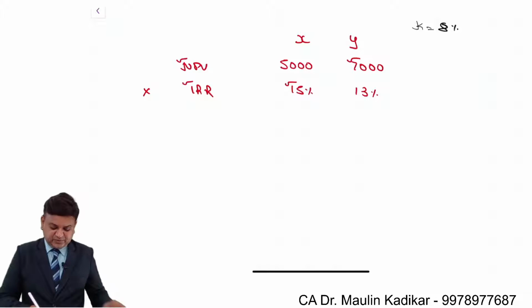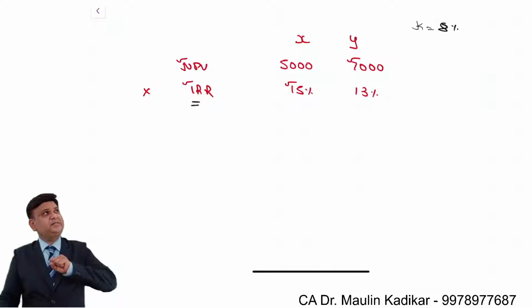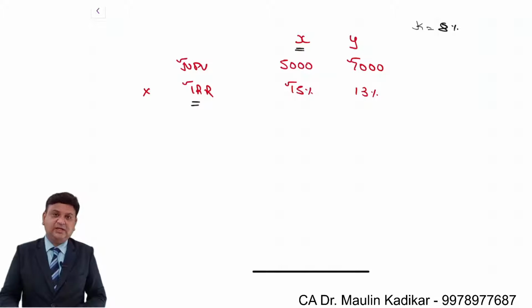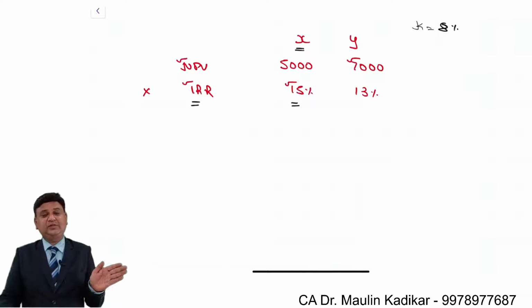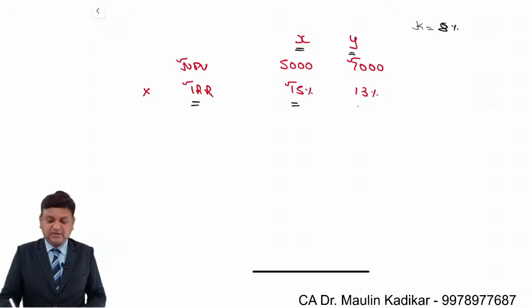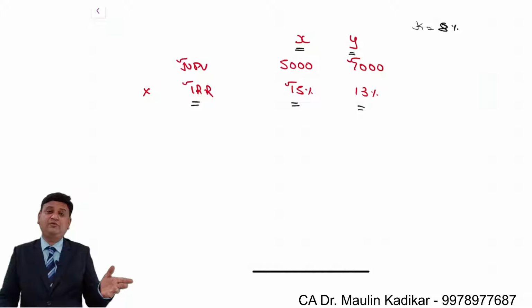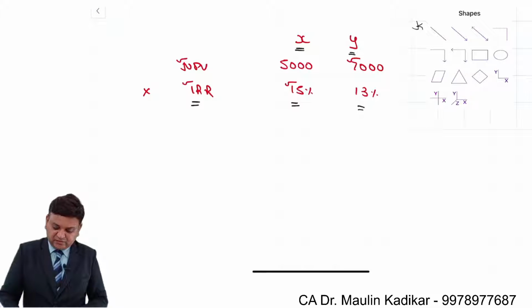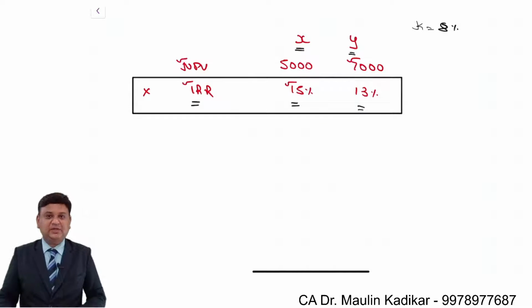Then as far as the IRR criteria is concerned, it makes an absolutely different assumption: that the project X internal cash accruals can be reinvested at 15%, even though the company's actual reinvestment rate is 8%. For project Y it will be 13%, even though for the company it would be different. And secondly, listen carefully, at one point of time how can one company have more than one reinvestment rate? It is not possible. Why is it not possible?